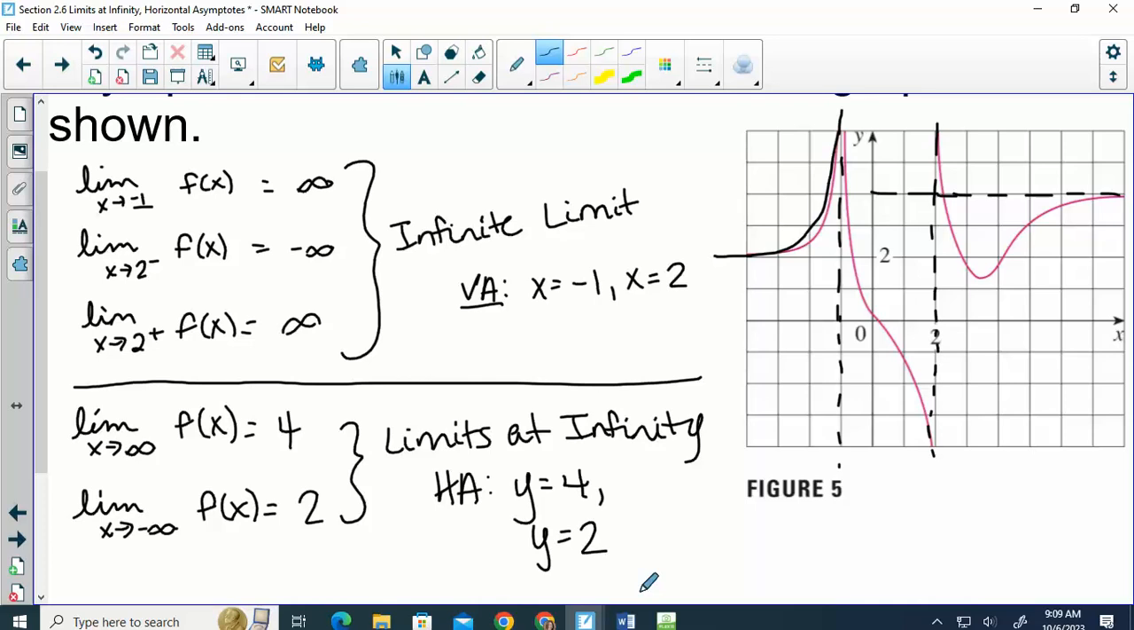Are there questions on those problems? How I got the limits or the asymptotes?